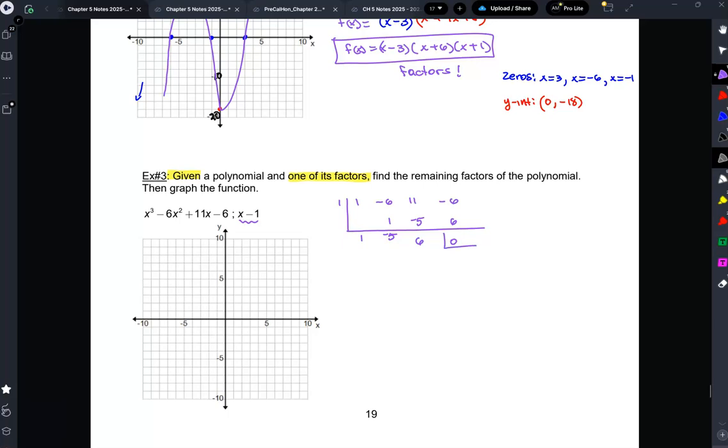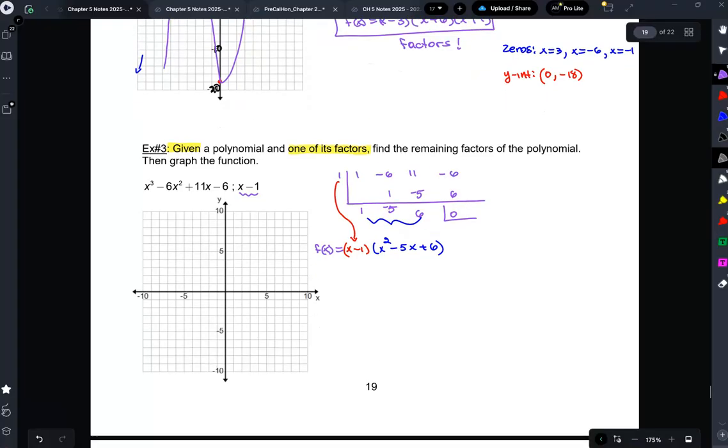Okay, so here, I always want you to write it like this. F of x is equal to, from here, I get x minus 1. From here, I get x squared minus 5x plus 6. So here it says to find the remaining factors. Well, I gotta go more, right? So f of x is x minus 1, and when I factor this, I get x minus 3, x minus 2.